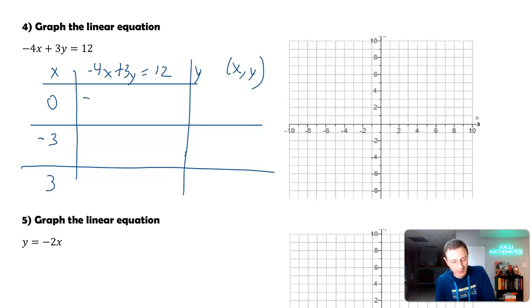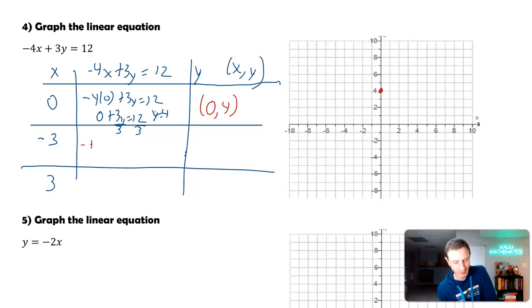So I'm going to use 0. So negative 4 times 0 plus 3y equal to 12. Negative 4 times 0 is 0 plus 3y equal to 12. Divide by 3. y is equal to 4. So the ordered pair here would be (0, 4).